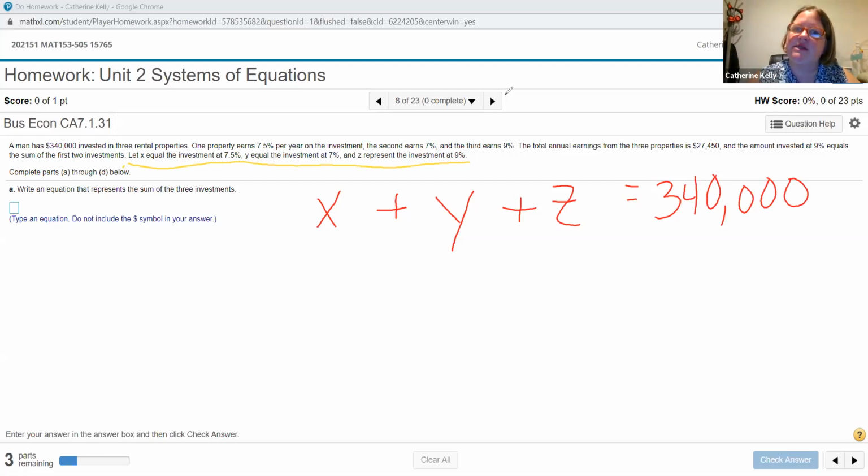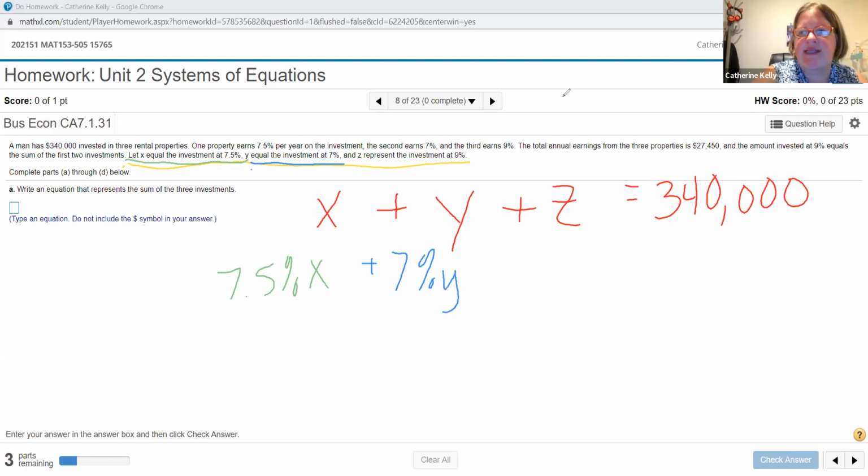Then each property has a different percentage investment rate. So I'm going to attach those rates onto my X, my Y, and my Z. So if it says X equals the investment at 7.5%, I'm going to put 7.5% in front of X. And then it says Y equals 7%. So I'm going to say, well, then Y is 7%. And then it says Z is 9%. So I'm going to say plus 9% Z.